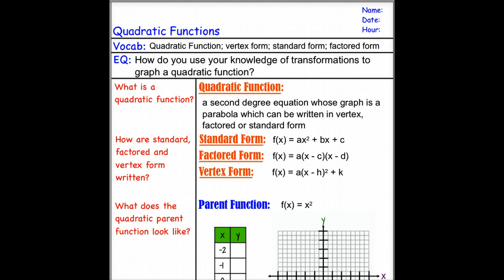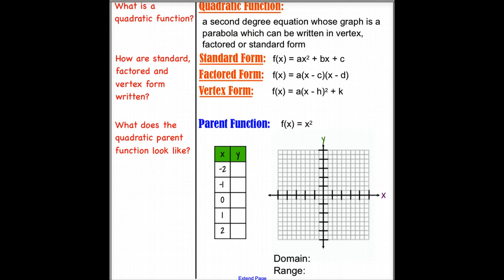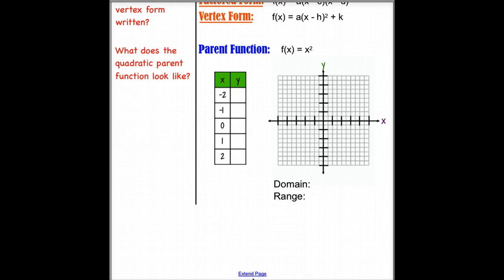So before we move into the transformations piece, let's take a look at the parent function for f of x equal to x squared. If you recall, if we square our x's, negative 2 squared gives me 4, negative 1 squared 1, 0 squared 0, 1 squared 1, and 2 squared 4. So if I go ahead and graph those, I have negative 2, 4, negative 1, 1, 0, 0, 1, 1, and 2, 4. So when I connect these dots, I get something that is a cross between a U and a V shape.